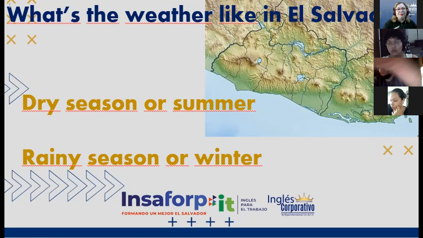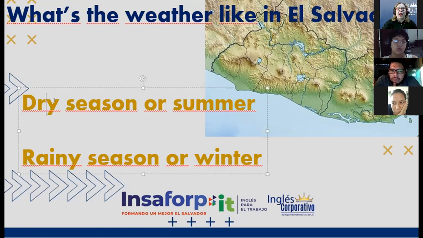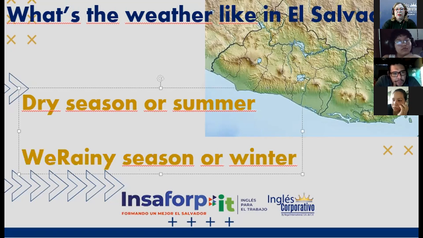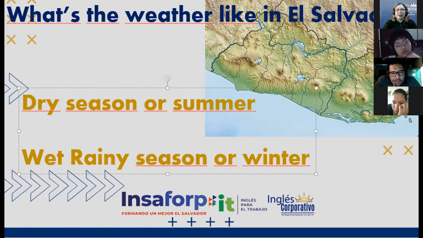So we have the dry and the rainy. Okay, what is the opposite of dry? ¿Cuál sería el opuesto de dry? Wet. Yes, wet. So the rainy season is also called the wet season. We can call it rainy season, or let's say winter, because the term in our culture is winter when it's raining, right?